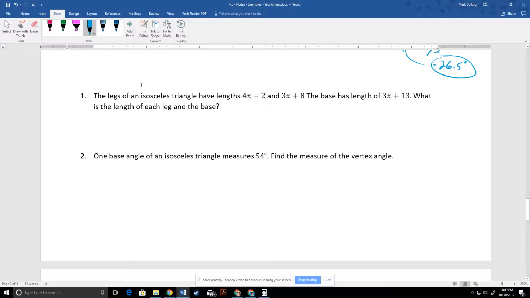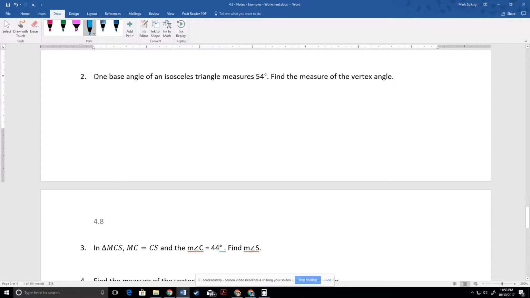Essentially, again, just to walk through them, this says the legs of an isosceles triangle have these lengths, and then it gives me the base as well. Well, if I sketch this out, you'd see that the legs of an isosceles triangle are always congruent. So we'd set these two expressions equal to each other, find x, plug x back in to find anything we need. All right, in this case, one base angle of an isosceles triangle measures 54. Find the measure of the vertex angle. Well, if a base angle is 54, that means the other base angle is 54. So we have 108 between the two of them. And so 72 has to be the vertex angle.